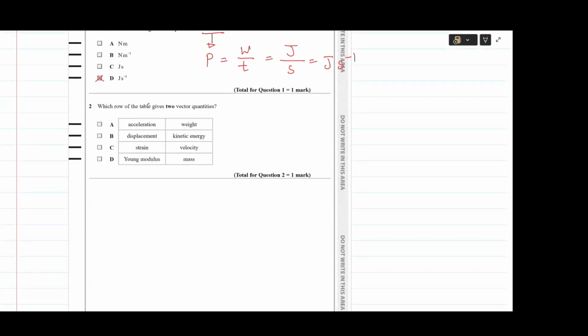Question number 2. Which row of the table gives two vector quantities? Clearly, A is the answer. Why? Because acceleration and weight both require a direction. We know that weight is always going to be vertically downward and acceleration always has a direction. If we look at options B, C, and D, kinetic energy, strain, Young modulus, and mass, all of them are independent of a direction. That is why they are not the correct answer.